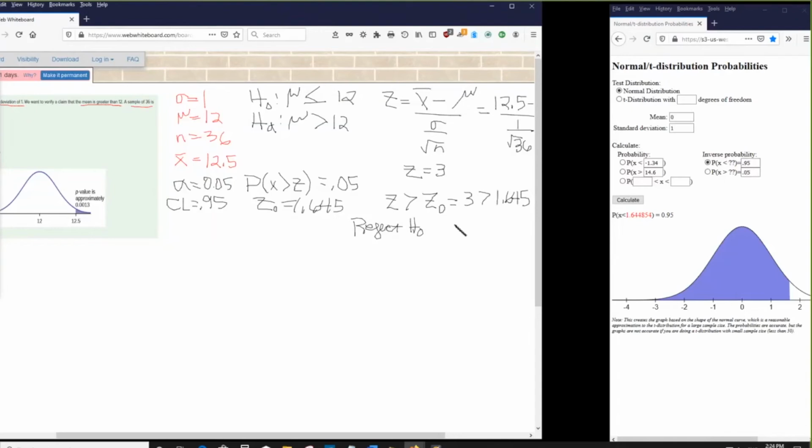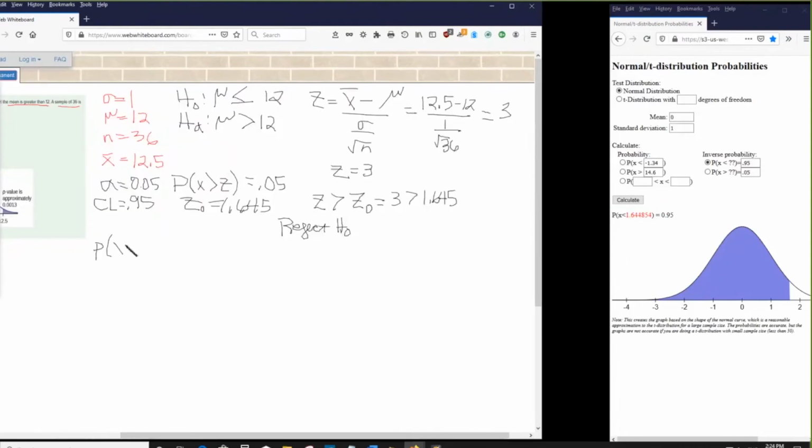Now let's go ahead and solve for the p-value to check. So if I'm going to solve for the p-value, that's going to be the probability that x is going to be greater than 3.